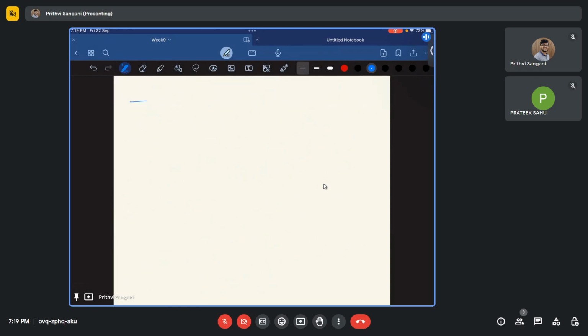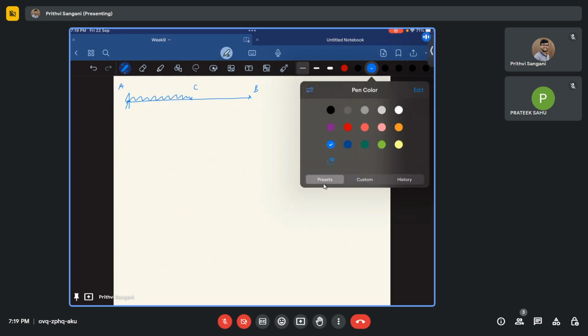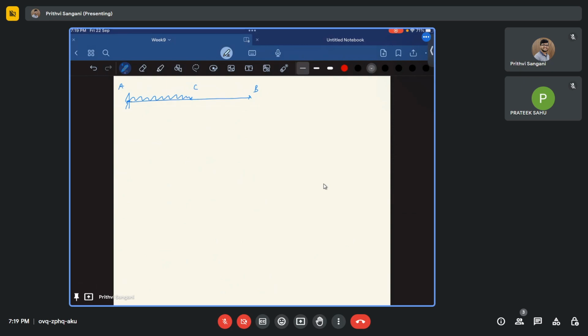So let me just draw the deformed shape. I have a cantilever, I have a load here, and this is B, this is C, this is A. How is my deformed shape? The deformed shape is something like this. In CB there is no bending moment, right? So if there is no bending moment, the beam is not going to have any curvature in it. It is just going to be a straight line, like this.